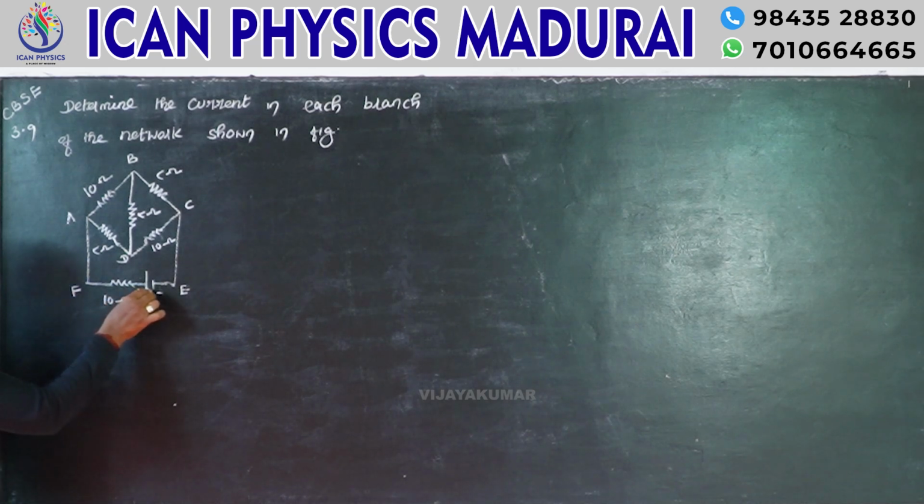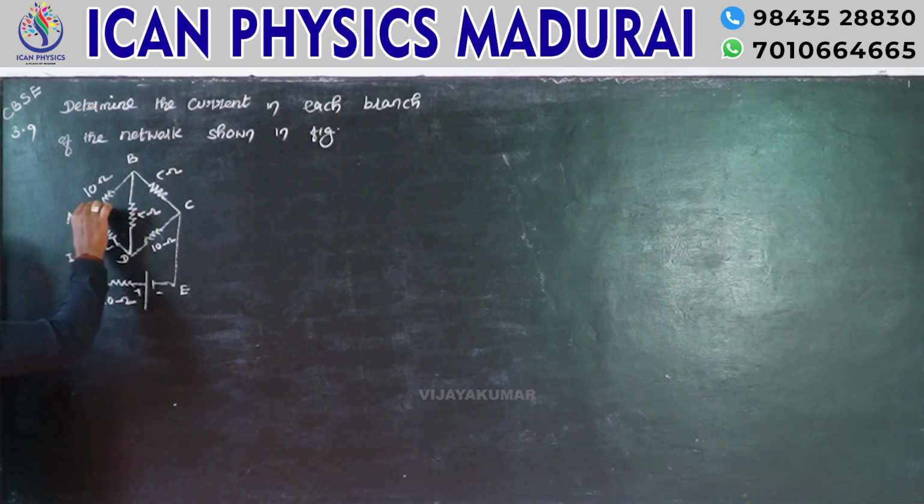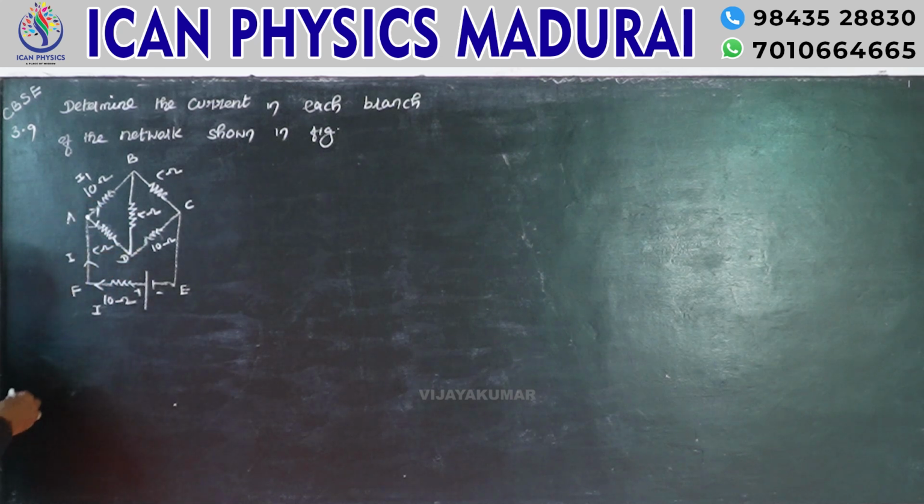First one, from the battery, the current is flowing. Now the current is taken as I. When I is the current, comes to the junction F, it is just to turn, so the same current I is flowing. When the current comes to the junction A, it splits into two. Now the current flowing through the arm A to B is taken as I1. So the remaining current is flowing in the arm A to D. So it can be taken as I minus I1.